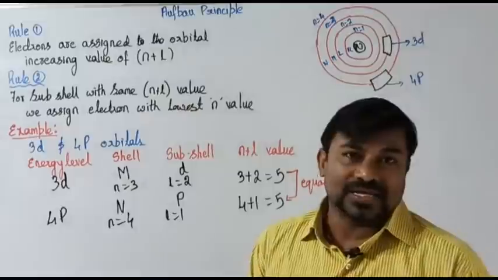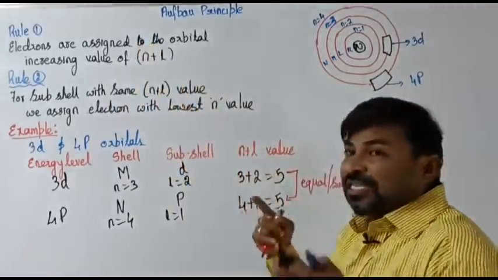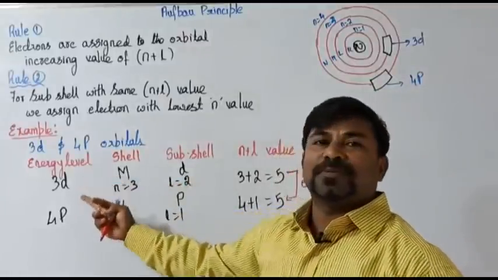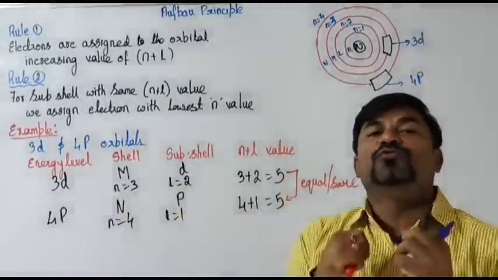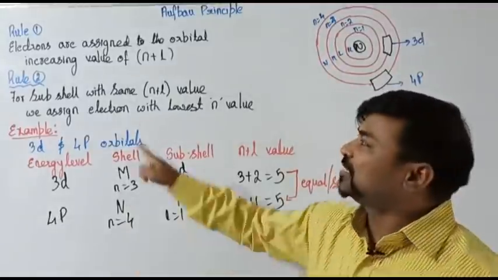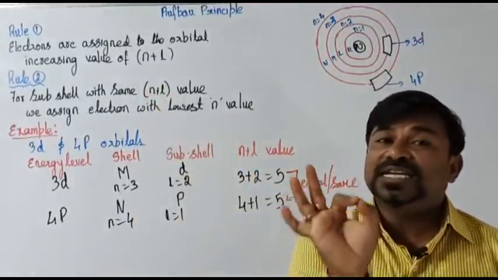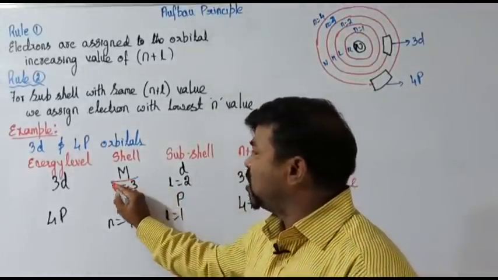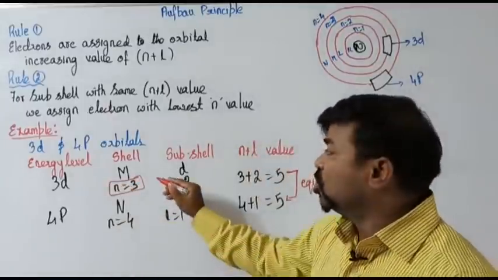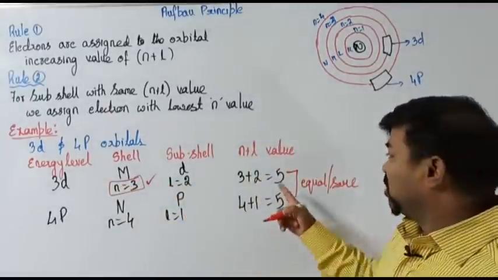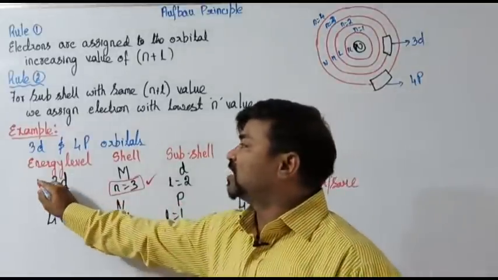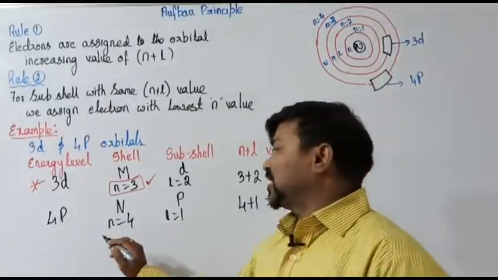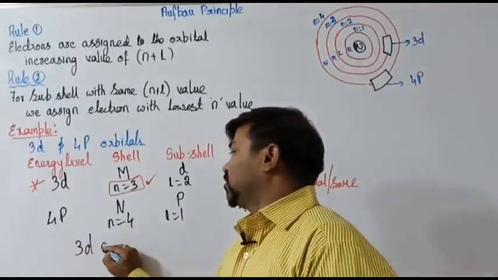Now the question arises. According to the first rule, whichever has the lower N plus L value should be filled first. But they both have the same N plus L value, both 5 and 5. Which has to be filled first? That is the second principle: whichever has the least N value should be filled first. So here, the least N value is given to 3D. Therefore, 3D should be filled first.